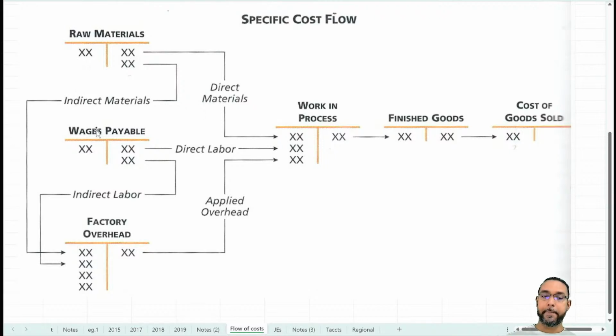Now, wages payable, same thing. You'll accumulate the wages cost here, as in you'll pay your workers. But then those costs have to be applied to units of output. If it's direct labor, it goes straight to work in process. If it's indirect labor, it will go to overheads.